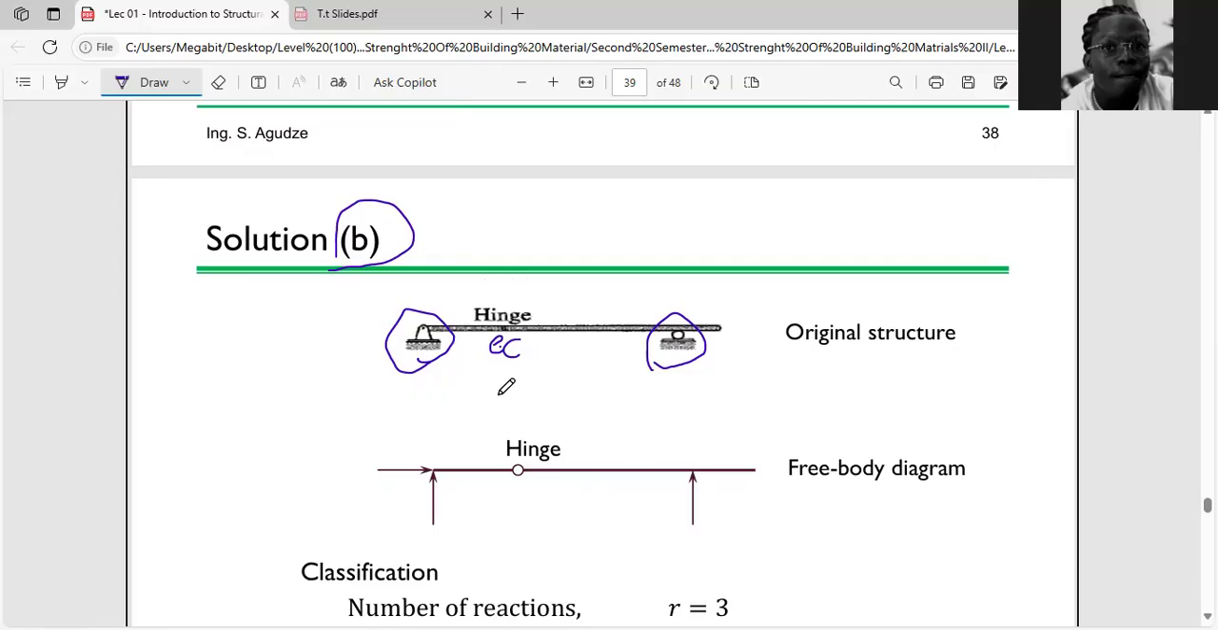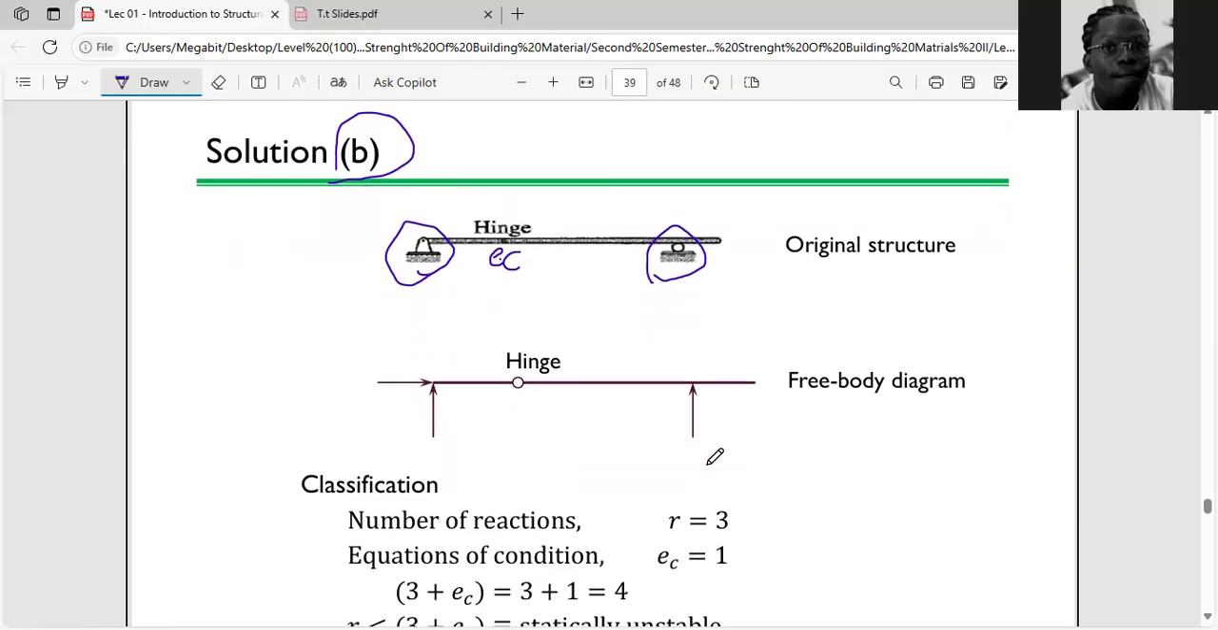Good. So first of all, as we discussed, you always have to draw the original structure on your question paper, to tell the examiner that this is the structure I am classifying. When you draw your structure, you write on the right-hand side of it, original structure, and label it. Then you come and draw a free body diagram. The free body diagram is just one line. You just draw a straight line, then you put your reactions.